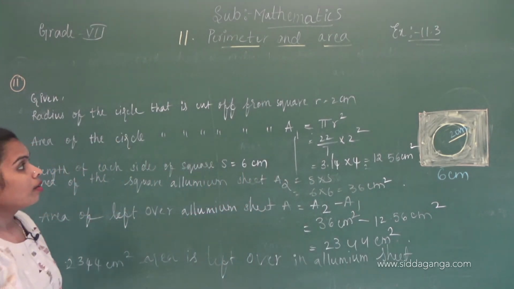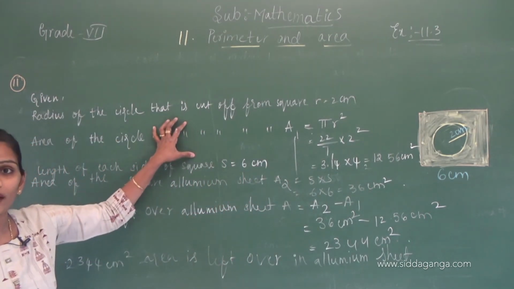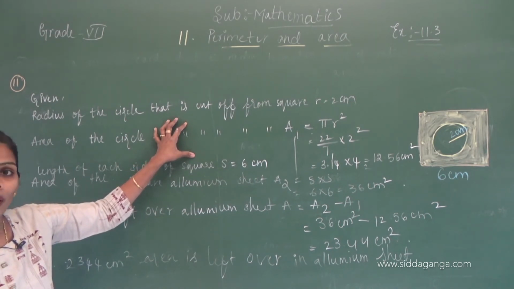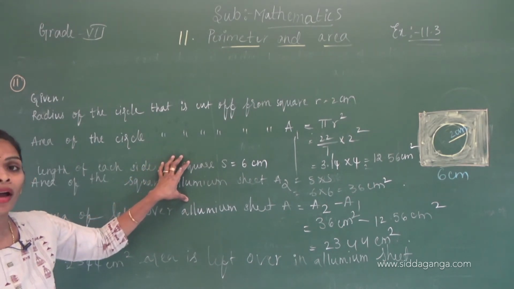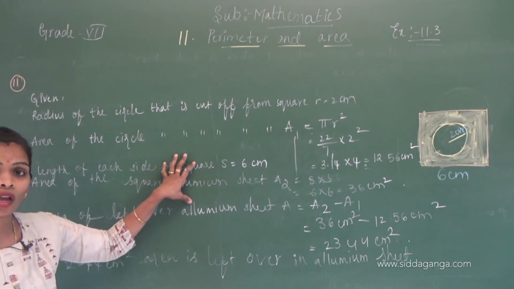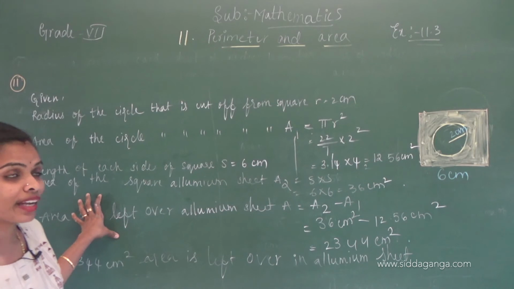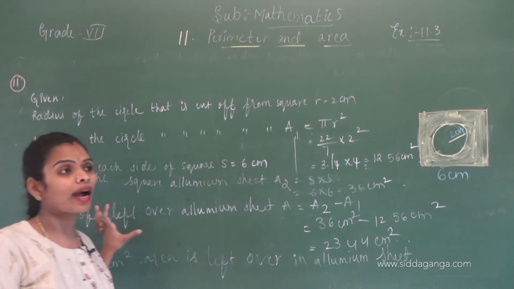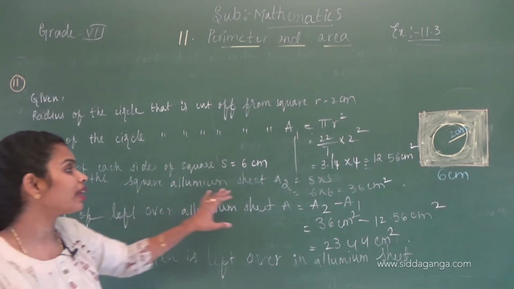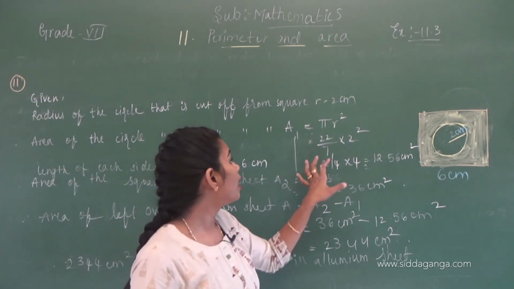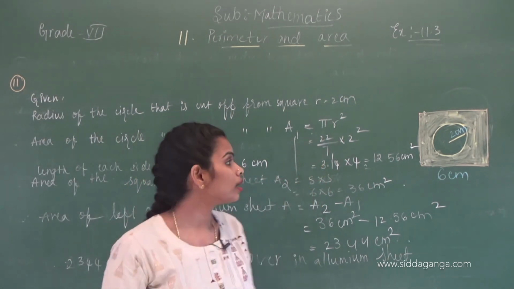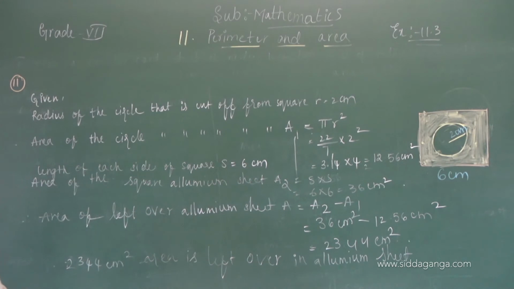First I found the area of the circle by using the formula pi r square, and then I found the area of the square aluminium sheet, and then I took the difference to find the remaining part in the aluminium sheet. I took the difference between the areas of the square and the circle. Okay, I think you understand, children.